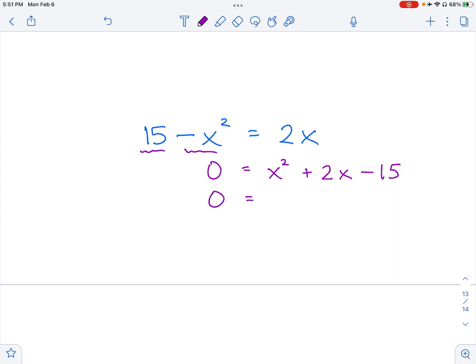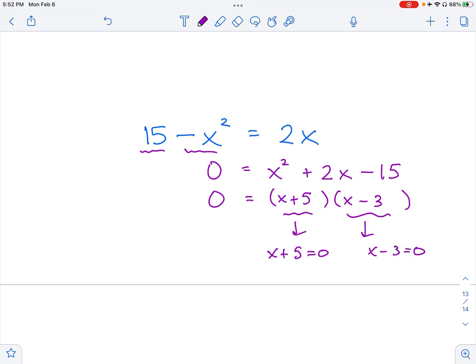Now we want two numbers that multiply to -15 and add to 2. So it should be a +5 and a -3. So we take both of these individually, we set them to 0, and then we have two solutions, x equals -5 and x equals 3.